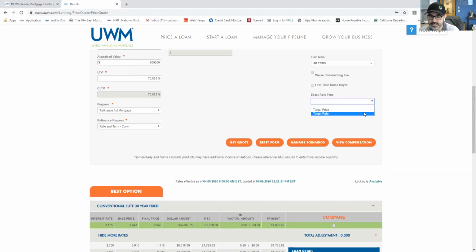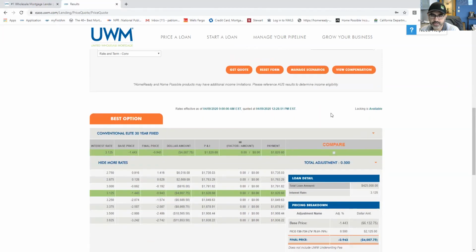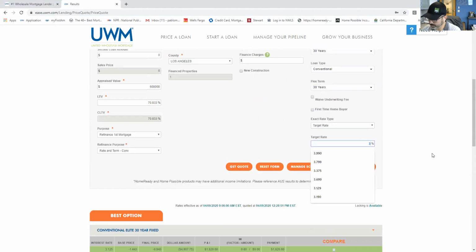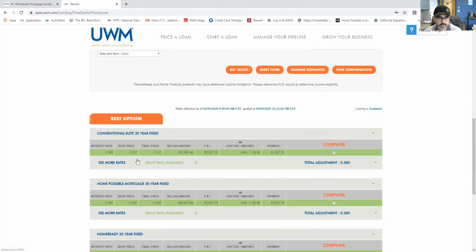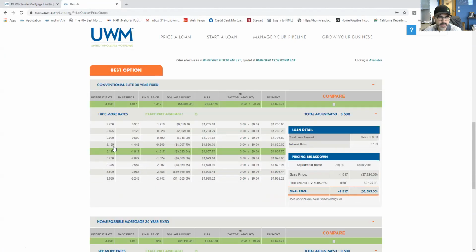I'm gonna put target rate, and you can do this with any rate. I'm gonna give you an example at 3.125. So you want to just go 3.199 and hit get quote, and you're gonna see what happens. So now, if you look at it, there's a new category here at 3.199, which almost still feels like 3.125, right? And look at the difference between the rebate from 3.125 to 3.199. It's a huge difference, right? You're getting almost $1,500 back.